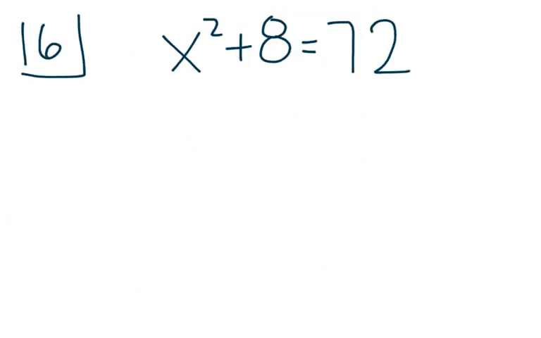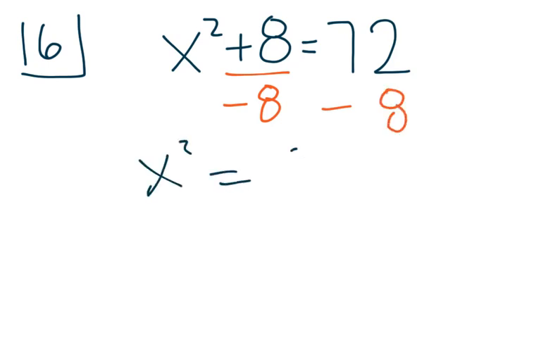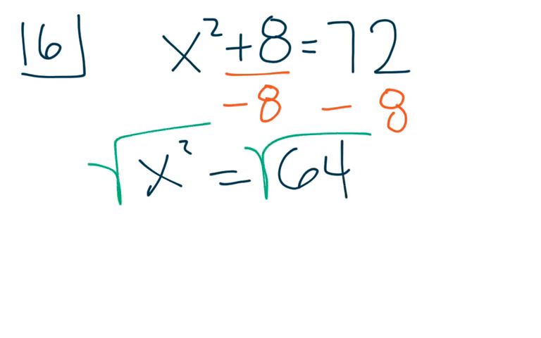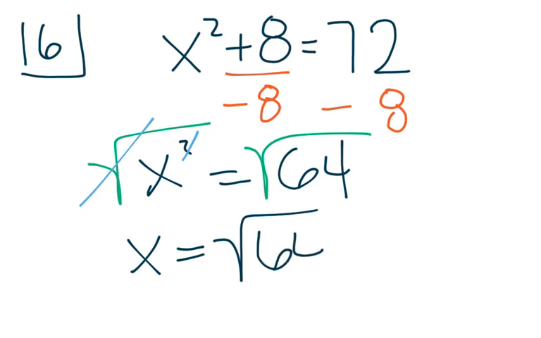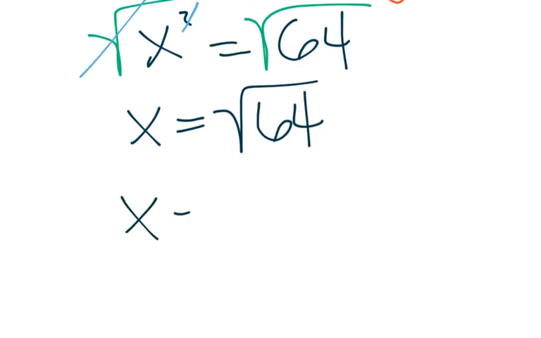So number 16, x squared plus 8 equals 72. We want the x squared by itself, so we want to get rid of this plus 8. So we're going to do the opposite of adding 8 to both sides. We're going to subtract 8. Okay, so x squared equals 64. And now we're going to find the square root of both sides. So this square root sign cancels out this exponent. So x equals the square root of 64. And the square root of 64 is positive or negative 8. So this is your answer.